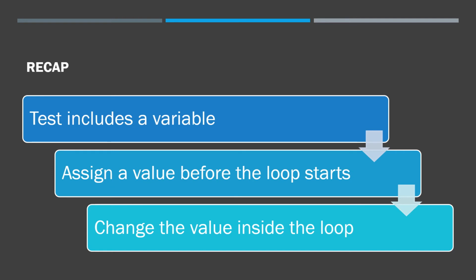So let's recap. A while loop, or any condition-controlled loop, begins with a header that has a test in it, a logical test. That test should include a variable, so it's possible for the value of the test to change. You need to give that variable a value before the loop begins, or the test won't work. And you need to give the user an opportunity to change the value of the variable inside the loop, or they won't be able to stop the loop.